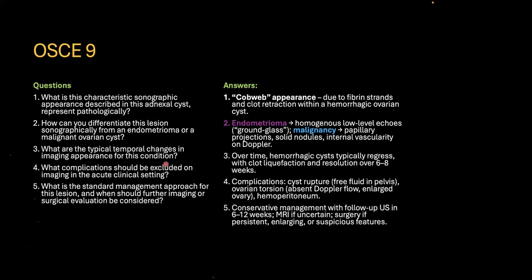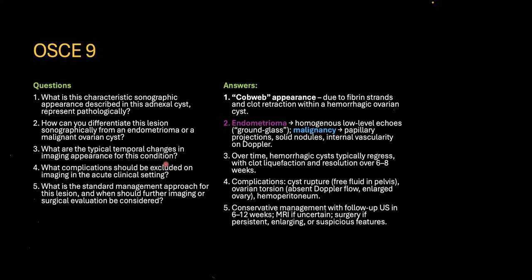So, what is the characteristic sonographic appearance? Cobweb appearance, which is due to fibrin strands and clot retraction. So, how can you differentiate this from endometrioma and malignancy? So, endometrioma will show low-level homogeneous echoes, whereas in case of malignancy, there will be internal vascularity, papillary projections, and at times solid nodules also.